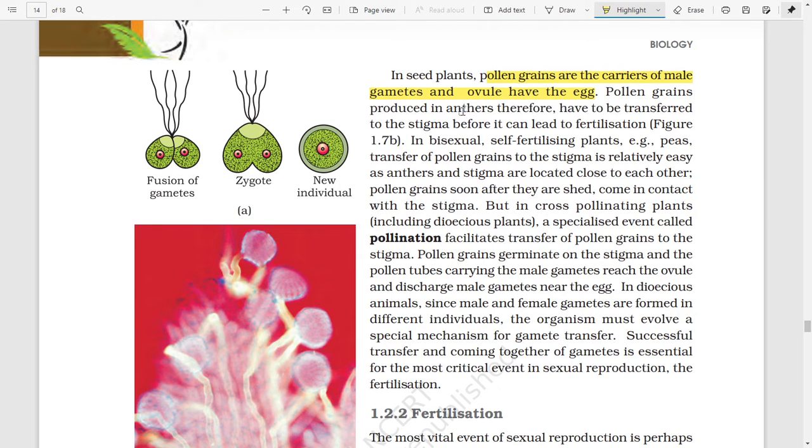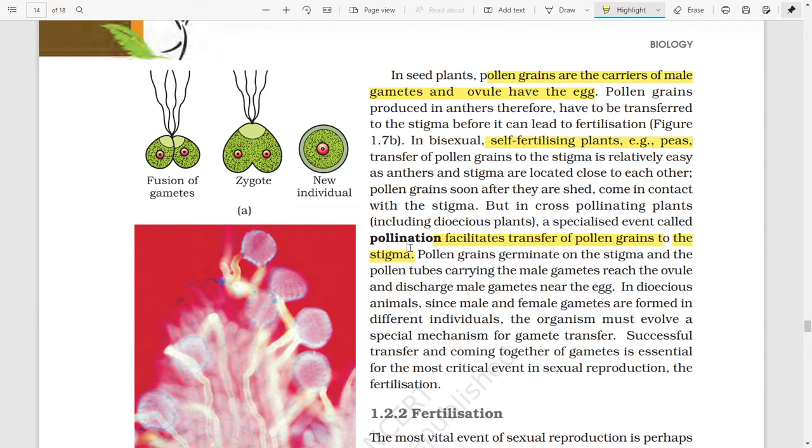In bisexual self-fertilizing plants, for example peas, transfer of pollen grains to the stigma is relatively easy as anther and stigma are located close to each other. Pollen grains soon after they are shed come in contact with the stigma, but in cross-pollinating plants, a specialized event known as pollination facilitates transfer of pollen grains to the stigma.